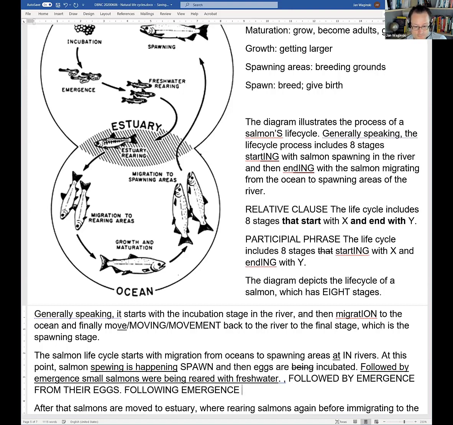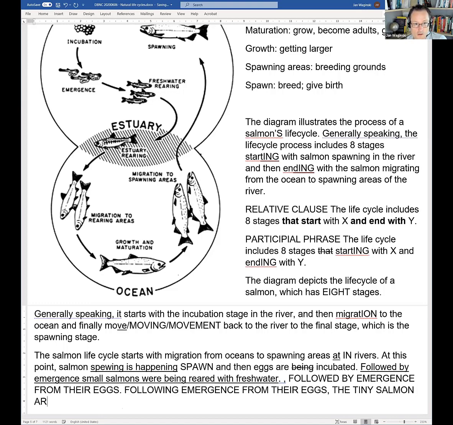following salmon, let's say the tiny salmon are reared in freshwater. In the river.